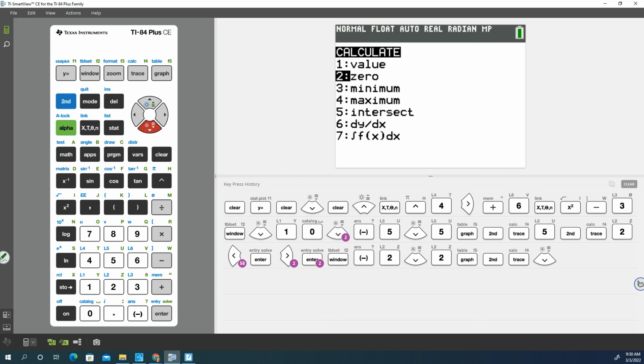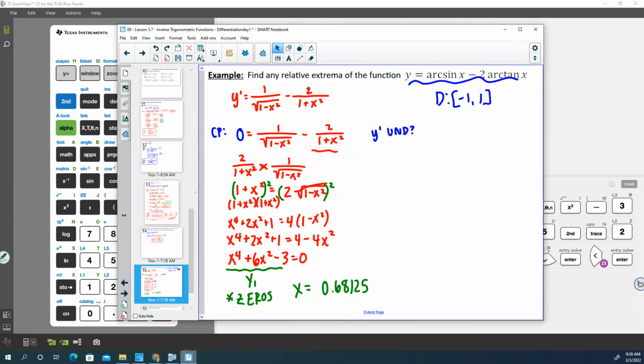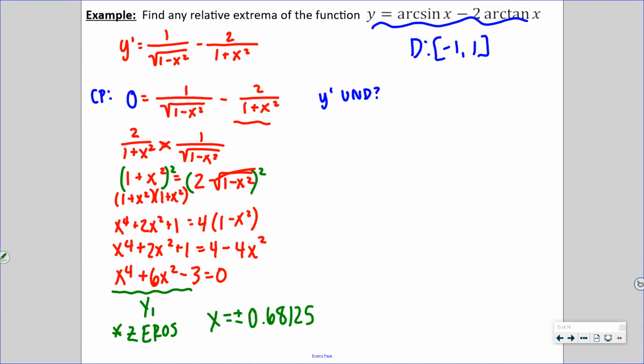And usually, I tell my students a good general rule of thumb is to set your window at -10 to 10 just to be safe. But the more you know about the functions and all their properties, the more you can save yourself time from just guessing and adjusting your window. So we actually have horizontal tangents at both positive and negative 0.68125. That's just where we have horizontal tangents, where the derivative is 0.